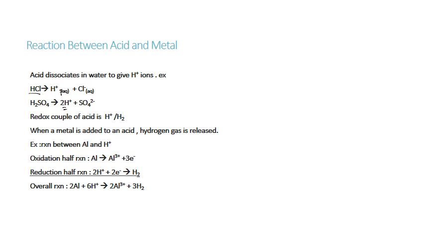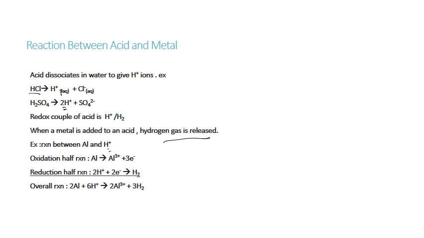The redox couple of an acid is written as H+/H2 since hydrogen gas is released. So when an acid reacts with a metal, hydrogen gas is always released. An example is a reaction between aluminium and an acid. For any acid, HCl or H2SO4, we take only H+.